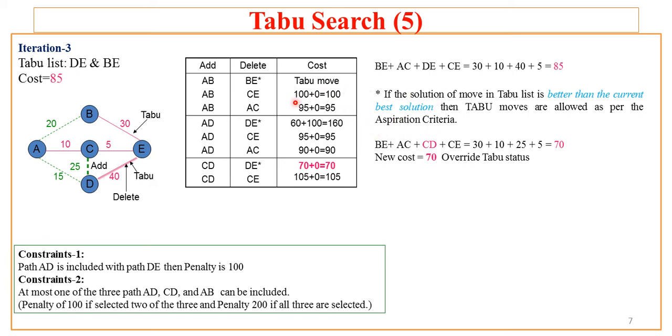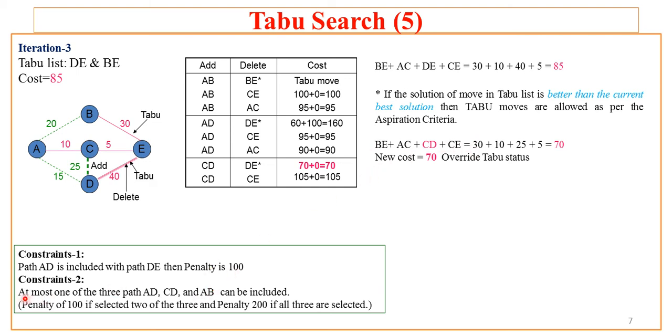Now here, if we try with all these possibilities, we see that DE is replaced with CD. Let us focus here. Now we have BE, AC, DE, CE included without any penalty. But if we replace DE with CD, then we get BE plus AC plus CD plus CE. Now if we apply the first constraint, that AD and DE, we'll see whether AD and DE is present or not. No, it is not present, so constraint 1 is not applied.